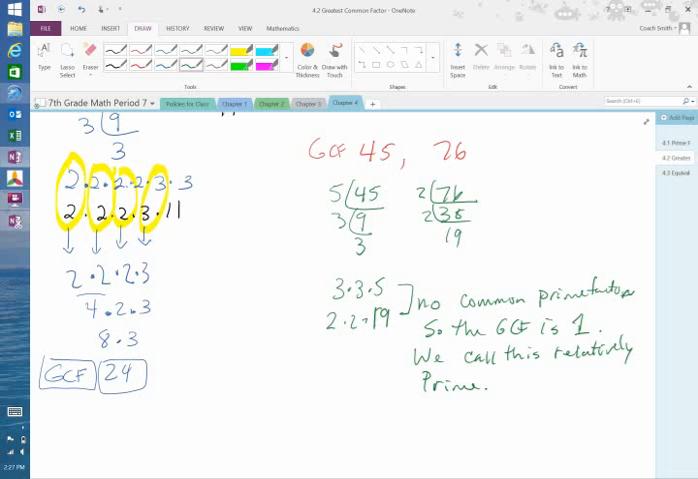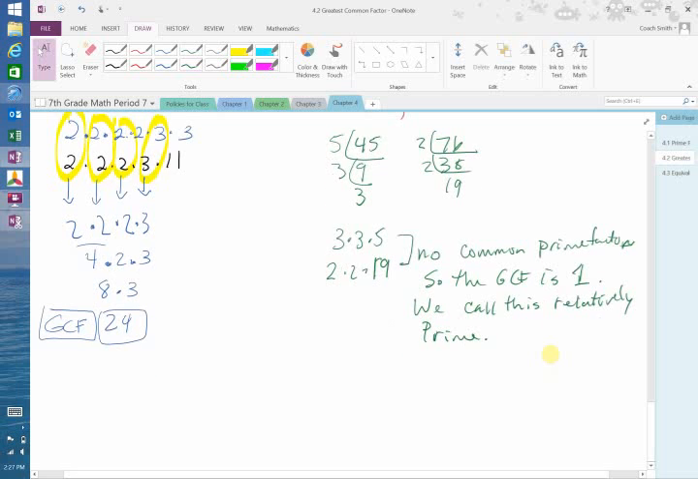And that's why we're calling this the greatest common factor, because if I just said list a common factor, all you'd have to do is say 1 every time, and that would be it. Yeah, 38, right there. Smart.